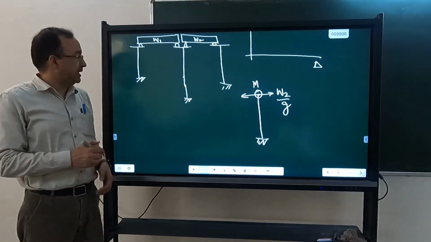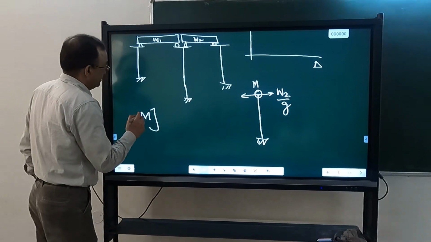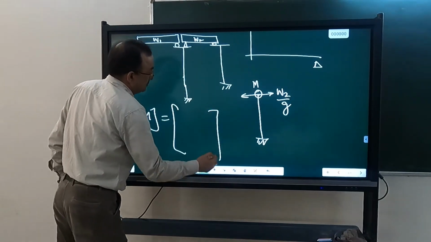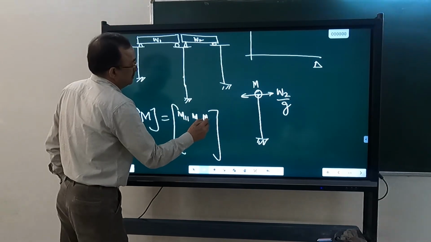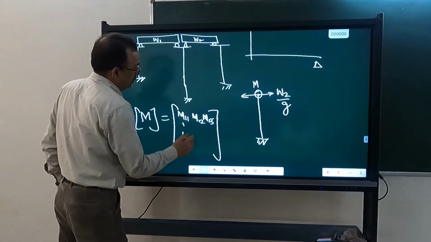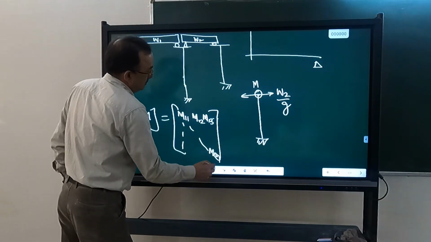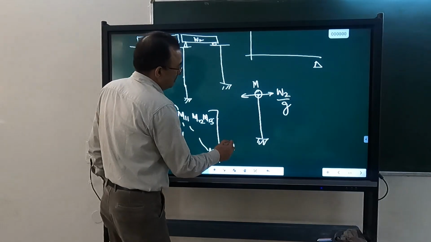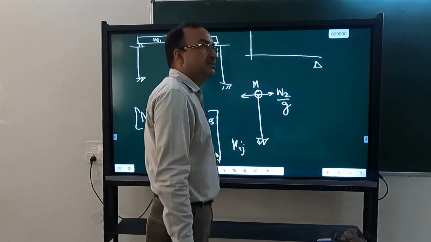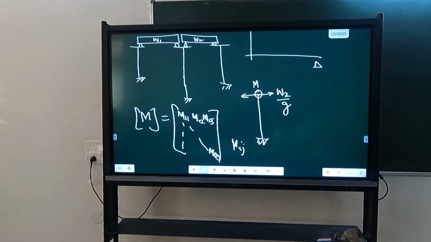The mass matrix is also Mij. No, it is not always a diagonal element. There are cross terms also. The mass matrix is not always a diagonal matrix. You have heard of the consistent mass matrix in finite element, so the non-diagonal terms are also there. So mass can also be Mij. So what is Mij? How to define Mij? Like Kij you have defined. How did you define Kij?